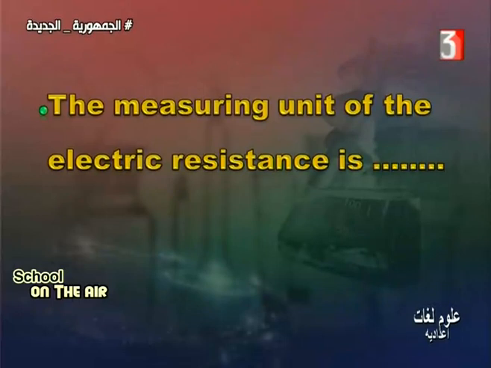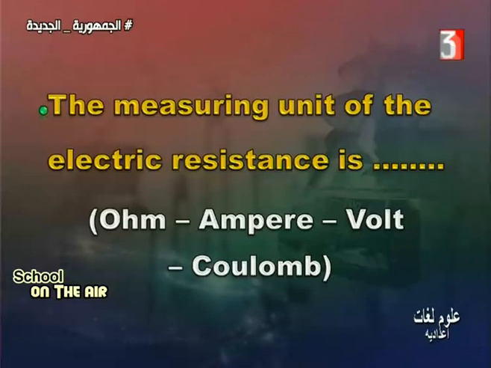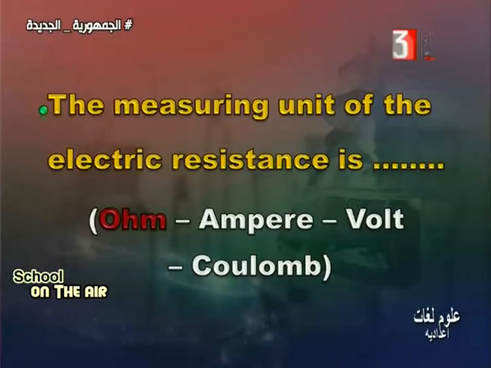The measuring unit of electric resistance is ohm, ampere, volt, or coulomb? The measuring unit of electric resistance is the ohm, which is equivalent to volt over ampere. Ampere is equivalent to coulomb per second, as a measuring unit of electric current intensity. Volt is a measuring unit of electromotive force and potential difference, which is equivalent to joule per coulomb.